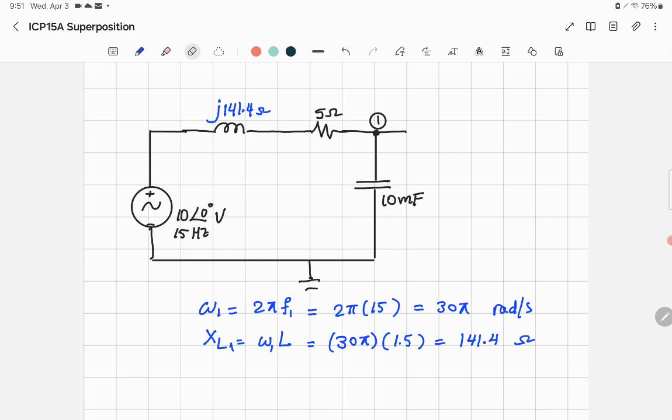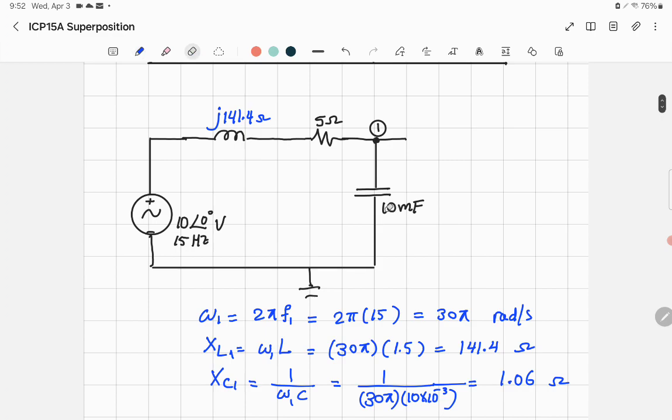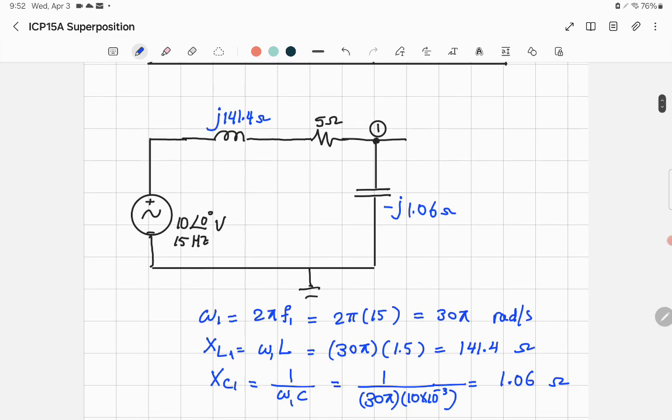Now we're going to deal with the capacitance. What's the expression for XC? It's 1 over omega C, with omega 1. So 1 over omega 1, which is equal to 30 pi, and C is equal to 10 millifarad, so 10 times 10 to the negative 3, and you calculate the reactance, which will be equal to 1.06. You can say 1 ohm, but let's just use 1.06. Then the impedance value of this one will be equal to minus j, because it's a capacitance, 1.06 ohm. Great. So the circuit now, we want to find V1.